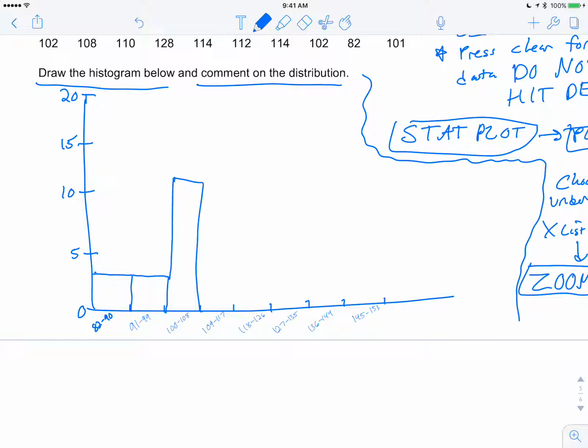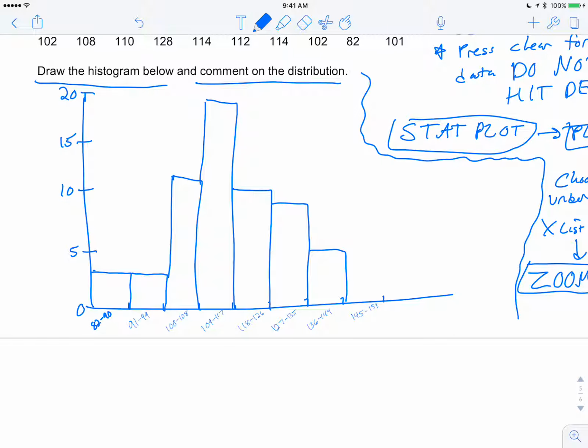109 to 117 is going to be 19. And then 118 to 126 is 10, so a little bit lower. And then we had 9 for 127 to 135. And then 5 for 136 to 144. And then 145 to 153 is going to be just 1 count.